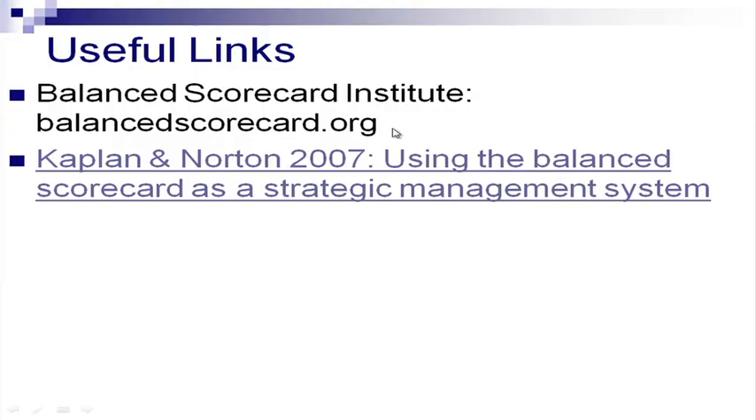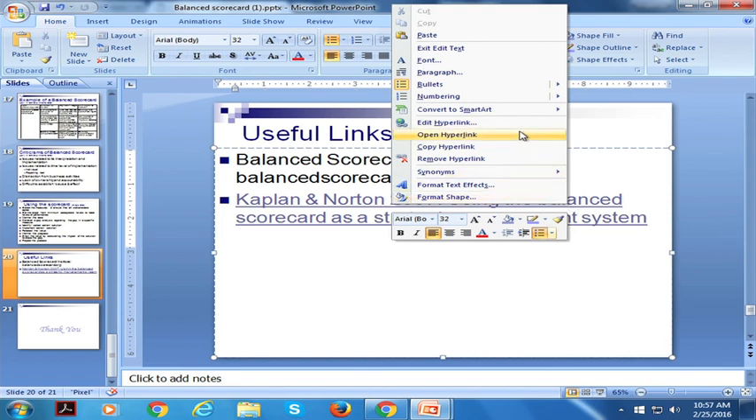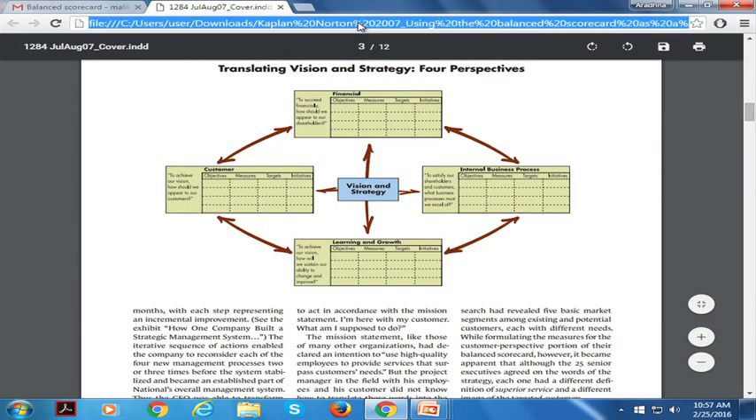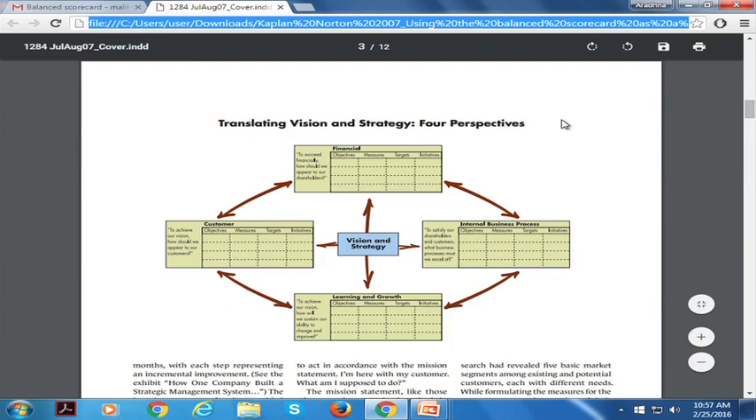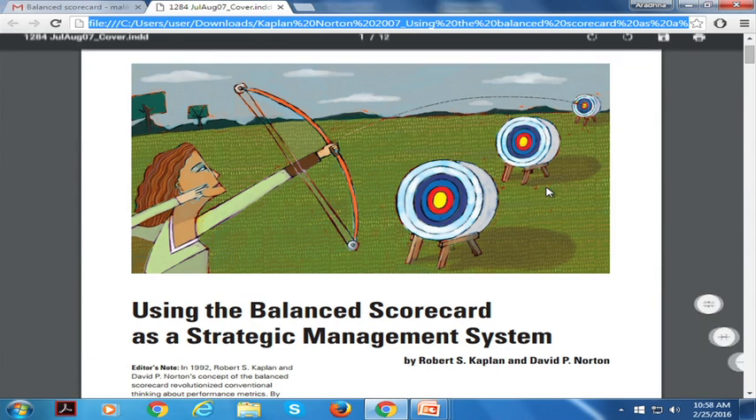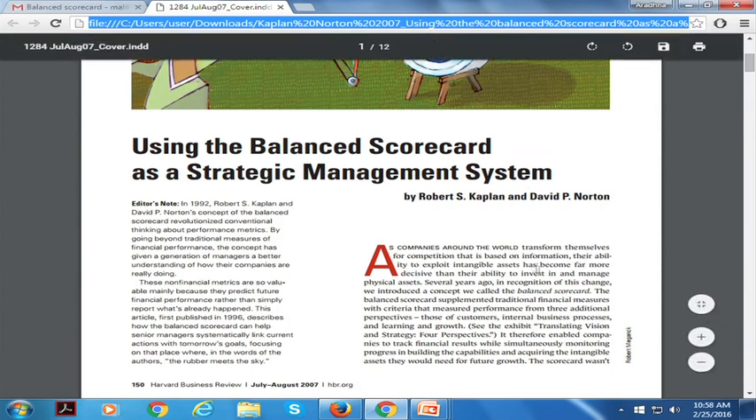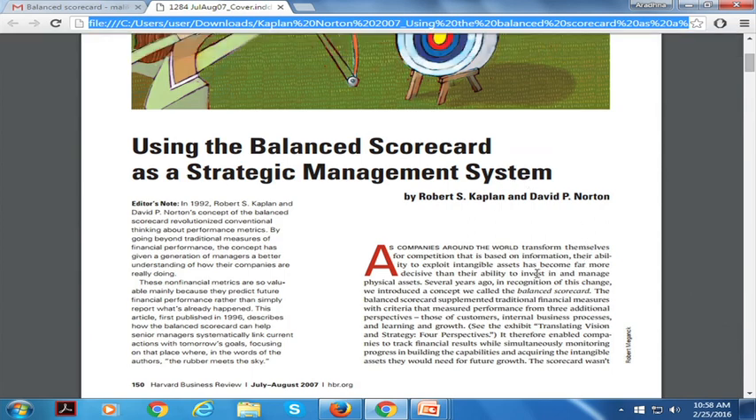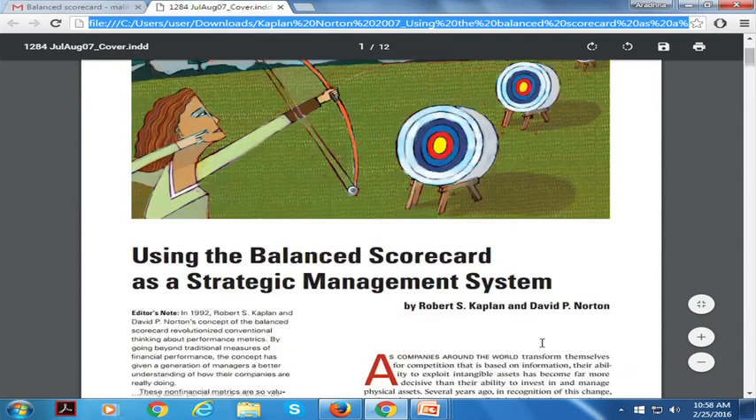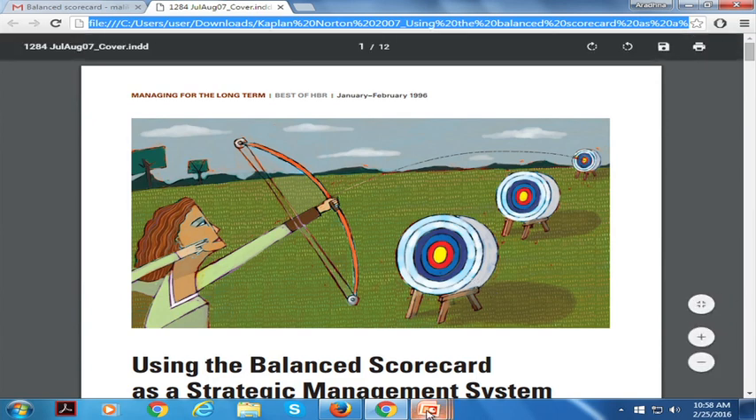Some links: there is this paper by Kaplan and Norton, and let me show you this. I will just quickly show this to you. Yeah, I have this paper up here. Okay. So, this is one paper that beautifully outlines how the balanced scorecard can be used as a strategic management system tool. And this paper was written by Kaplan and Norton, the people who actually designed and developed the balanced scorecard. The paper has been published in Harvard Business Review in July and August 2007. So, if you can lay your hands on this paper, it will be very helpful for you in understanding what the balanced scorecard is and how it can be used in your organization.